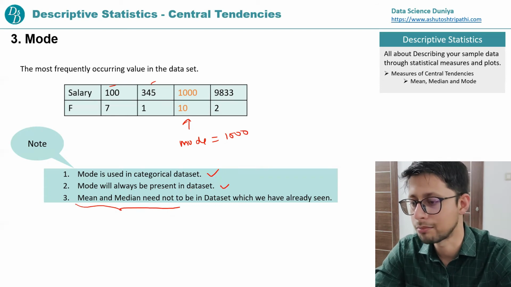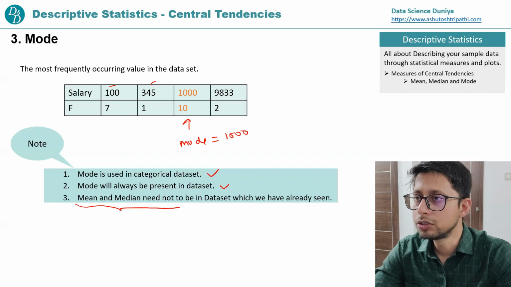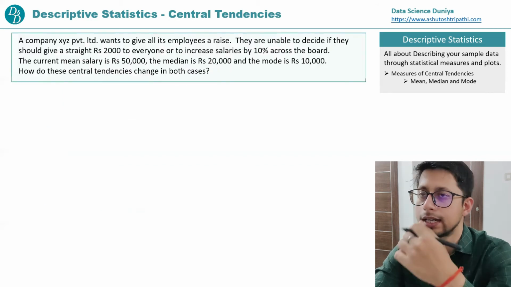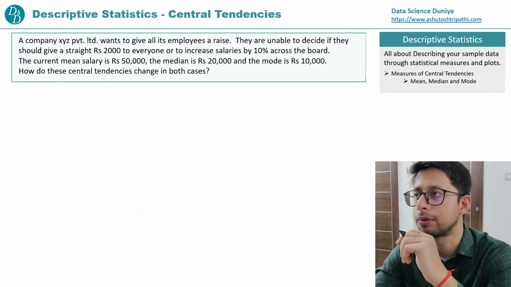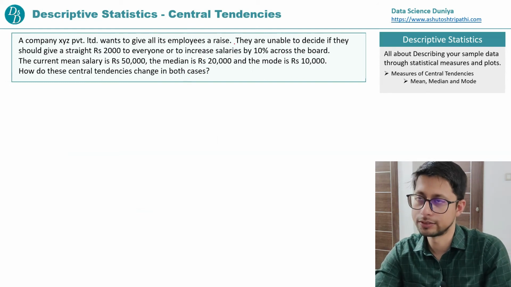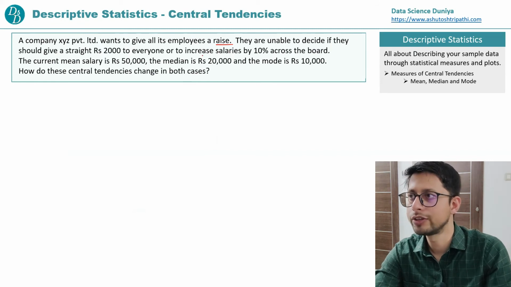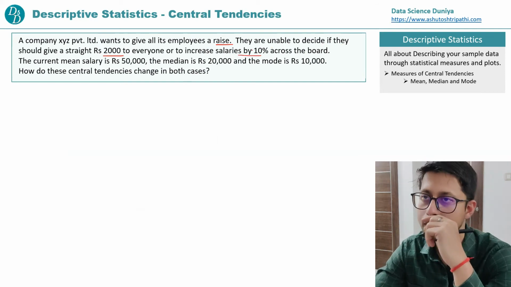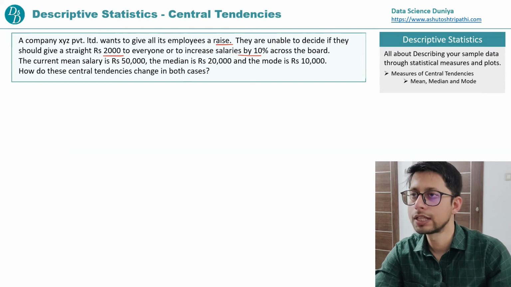Okay guys, so keep that in mind. So that was about mean and median, and let's take one more example. There is a company that wants to give all employees a raise. It could be a yearly raise. Now they are unable to decide whether they should give a straight 2000 hike to everyone, or increase salaries by 10% across the board, across all employees. So they are confused.